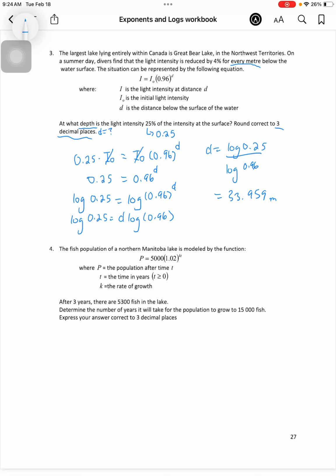So here, number 4, the fish population of northern Manitoba Lake is modeled by the function P equals 5,000 times 1.02 to the power of kt, where P is the population after time t, t is the time in years, t is greater than or equal to 0, and k equals the rate of growth.